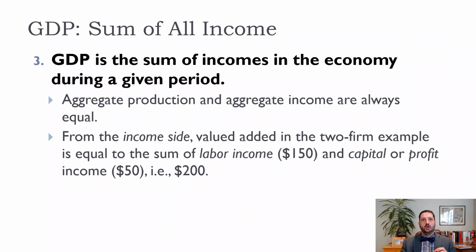So we've got three ways to calculate GDP: sales of all final goods and services, value added across all firms, and income. So we talked about wage and capital income. We can also have rental income and interest income. Those are usually the four main income groups.